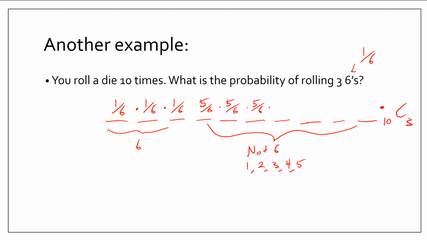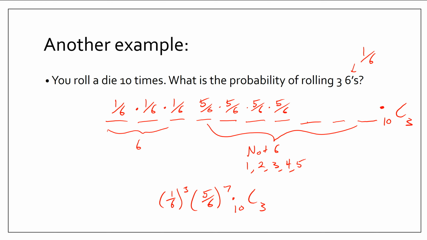Now, you can shorten it, and the shortening should make a lot of sense. 1/6 to the third, right? Because there's a 1/6 in 3 of the slots. 5/6 in the other 7 slots, and then times 10, choosing 3. And I'll do that in my calculator as I tell you one more thing that you can think about in these problems.